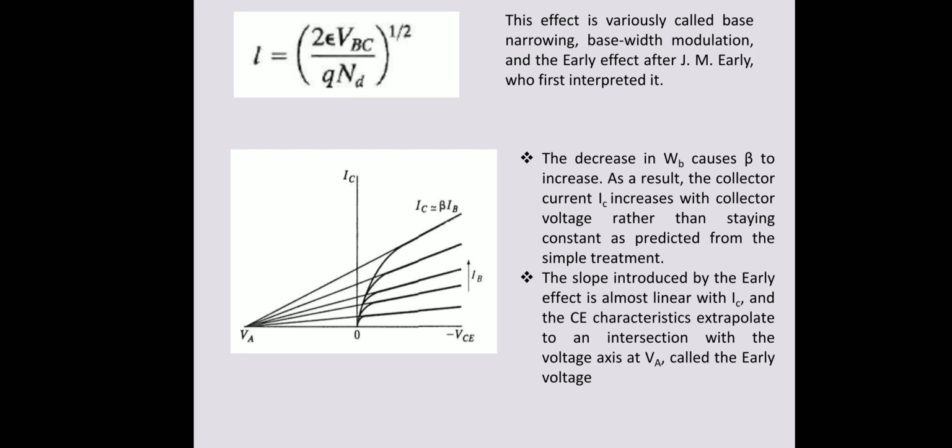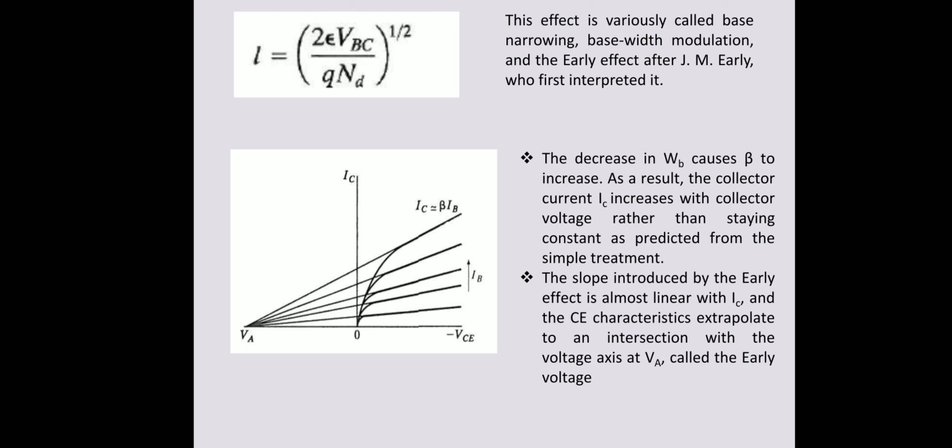So we can see in the figure that IC increases as we increase the collector voltage, as we increase the reverse voltage. So the slope introduced by the early effect is almost linear with this IC, and if we extend this common emitter characteristic to the x-axis, we can see that all the characteristics intersect with the voltage axis at VA, and that voltage is called the early voltage.